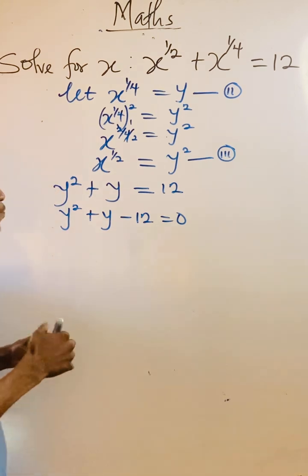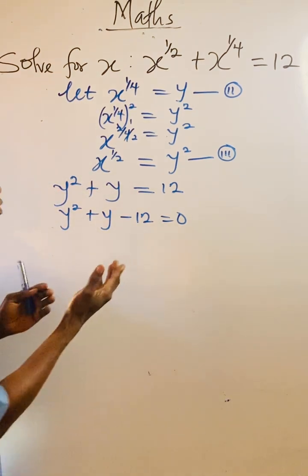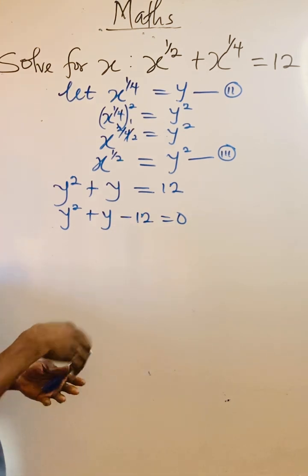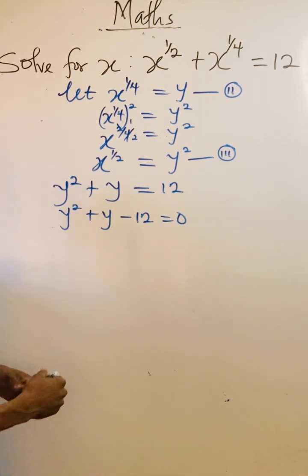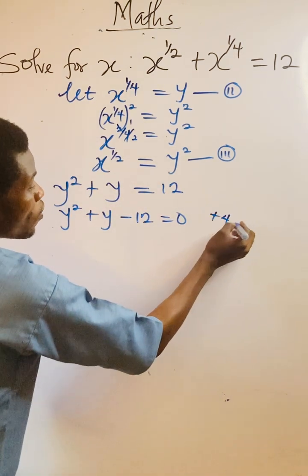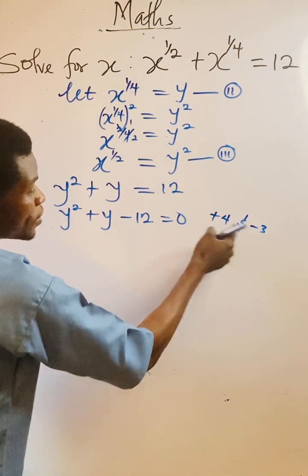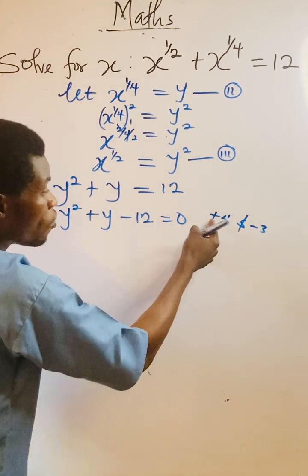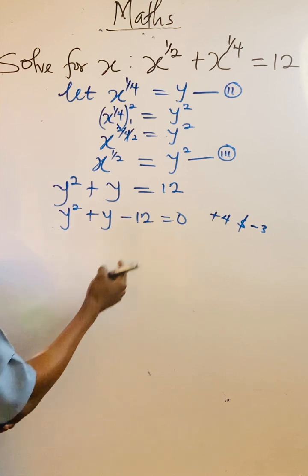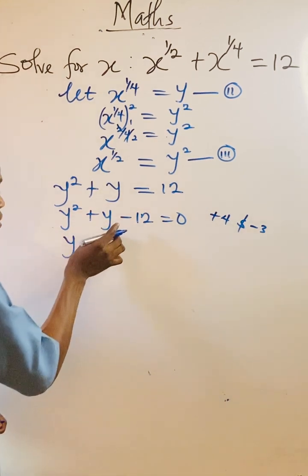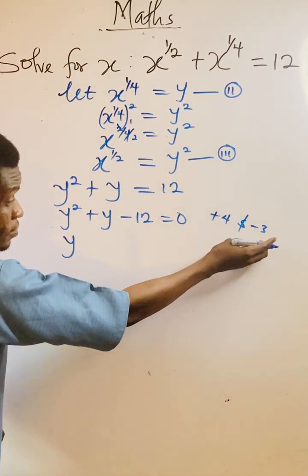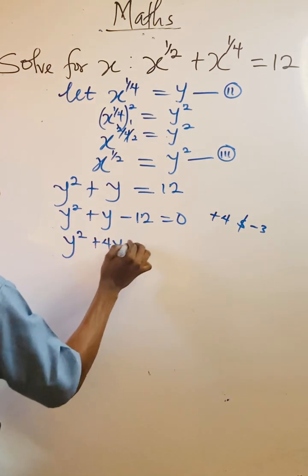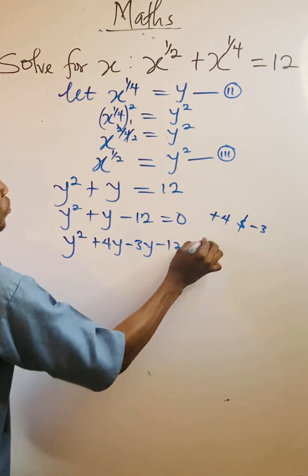Let us factorize. Let us look for two numbers that add together to give us 1 and multiply to give us negative 12. That is positive 4 and negative 3. 4 times negative 3 gives negative 12, and 4 minus 3 gives us 1. So we replace y as 4y minus 3y: y squared plus 4y minus 3y minus 12 equal to 0.